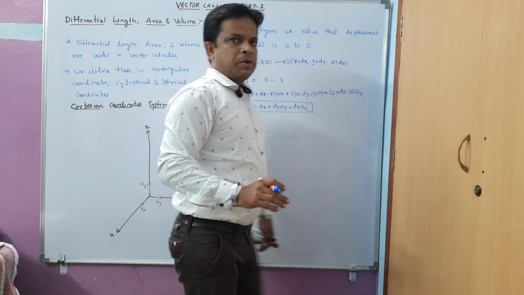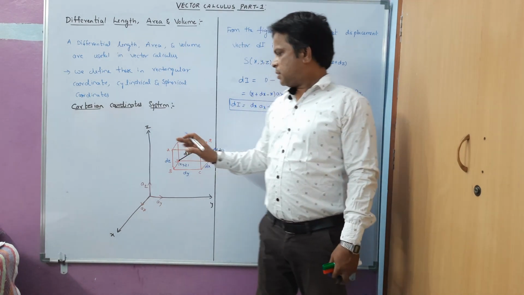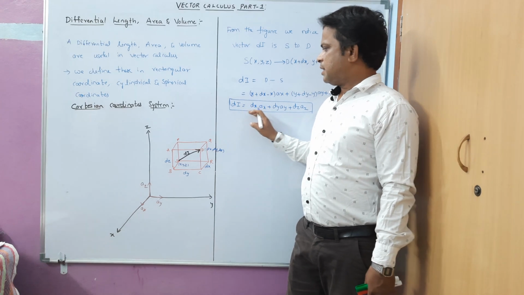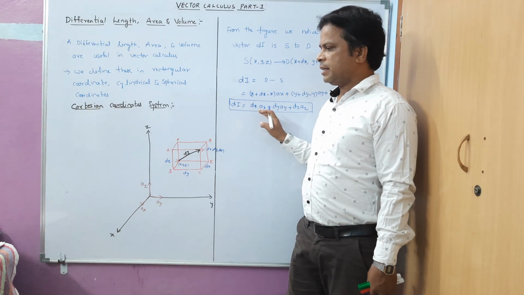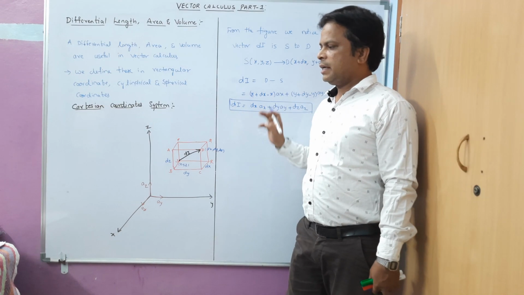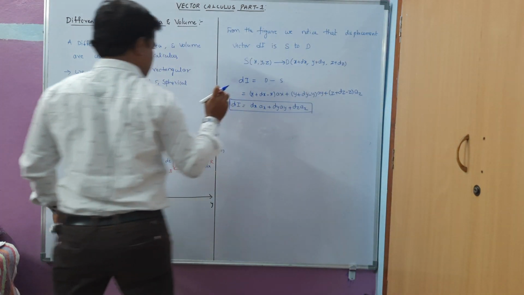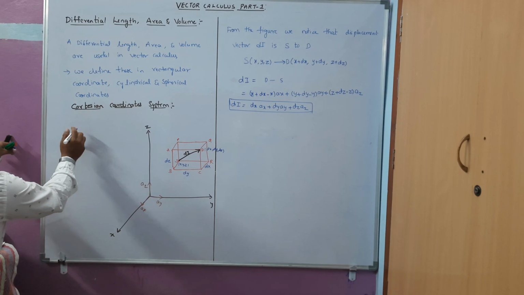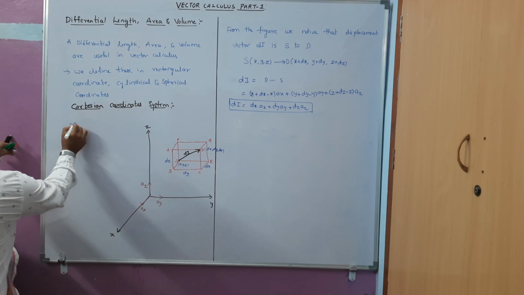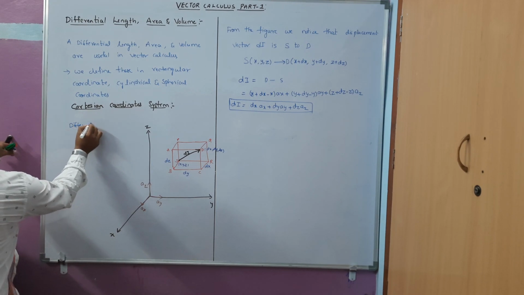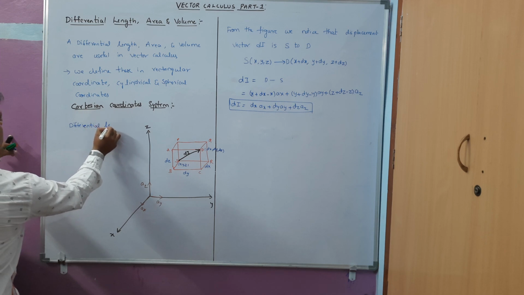So it is very simple in Cartesian coordinate systems. That is, dl is the displacement vector given by dx ax, dy ay and dz az. Okay, now we have calculated the differential length here, the differential length in the Cartesian coordinates.